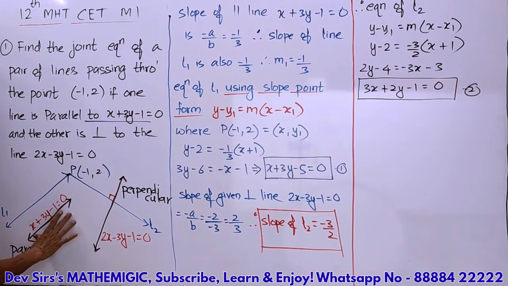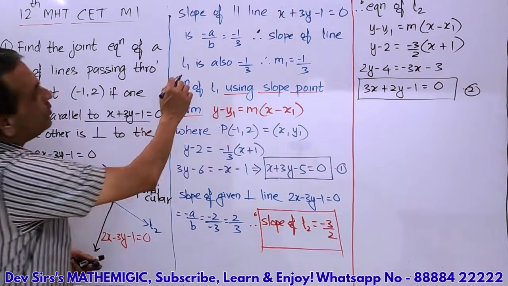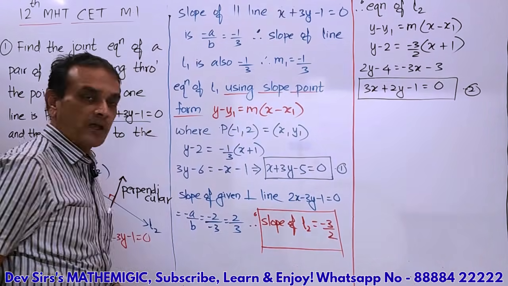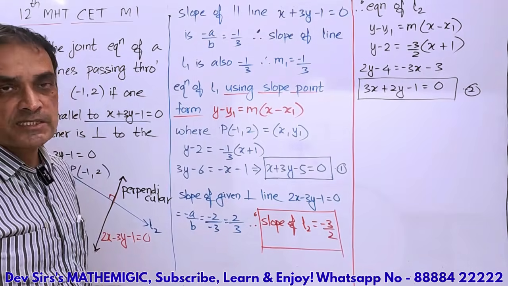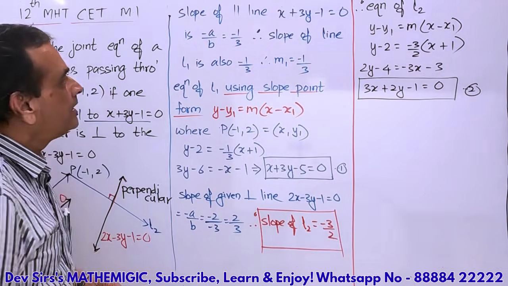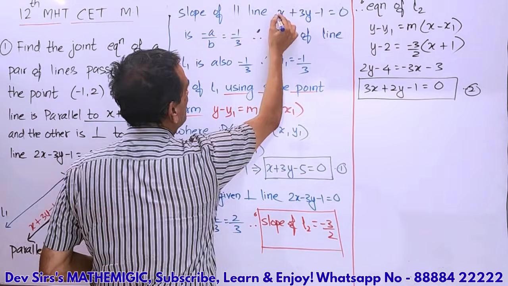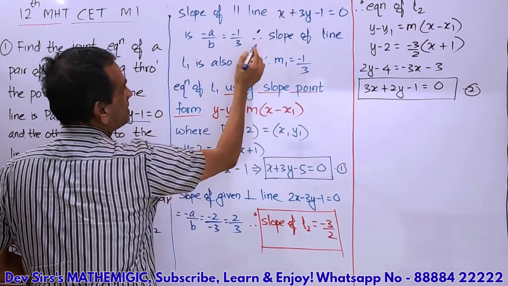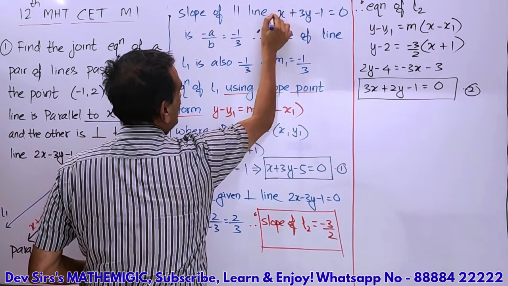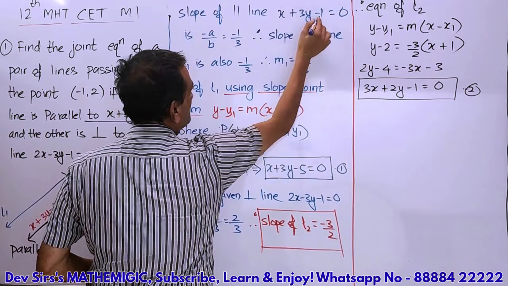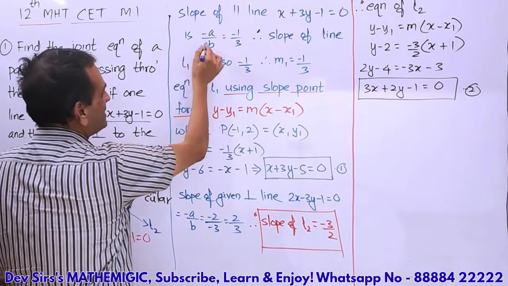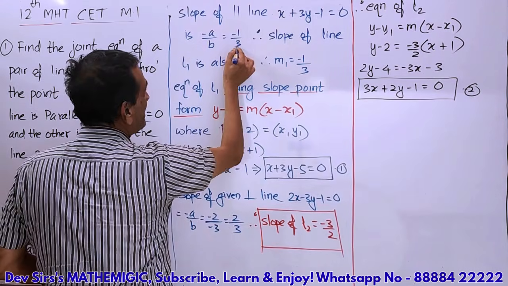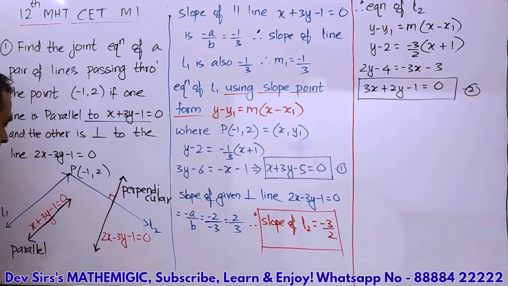First find the slope of this parallel line. You will see why. So slope of the parallel line is given by minus a upon b. Basic formula from 11th. Minus a upon b means a is 1, b is 3. So in front of this is 1, in front of this is 3. This is c. We are not interested in c. So minus a upon b means minus 1 by 3. That is the slope of this line.